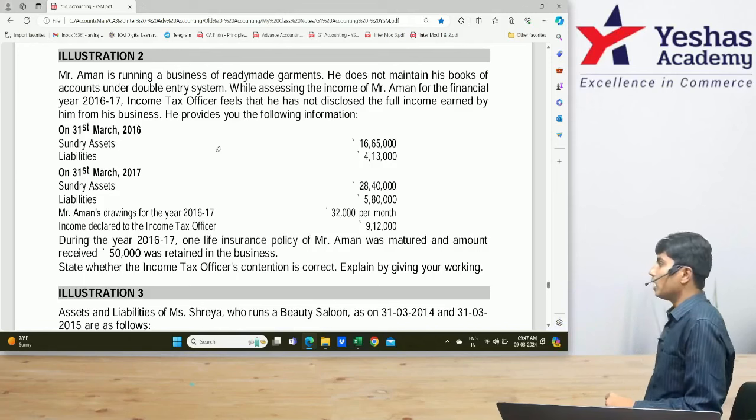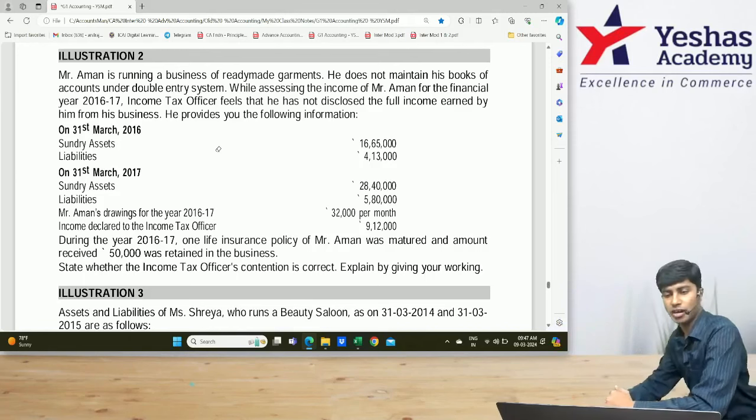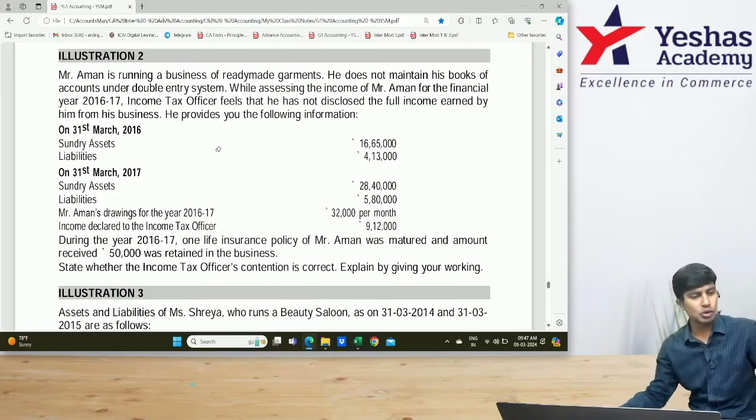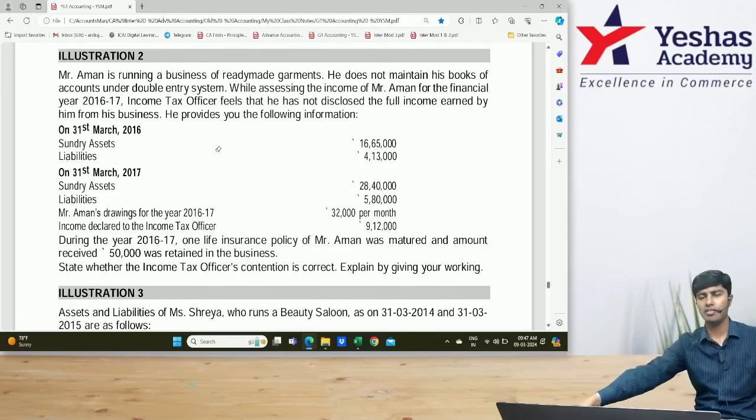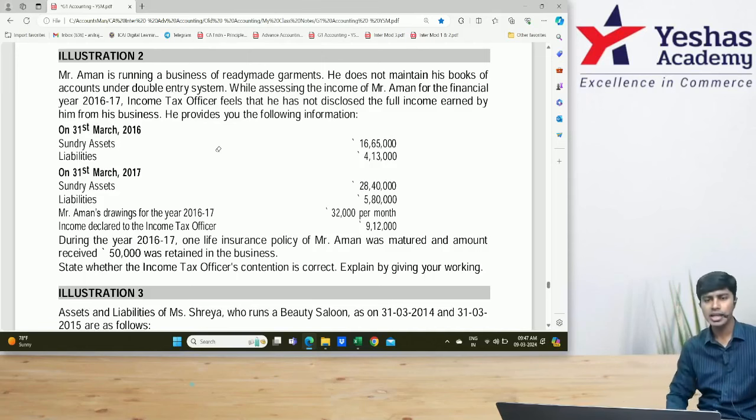According to the income tax officer, the assets of Aman on 31st of March 2016 is 1665. Liabilities is 413. And on 17 it is 2840 and 580. The income tax officer has further information on how much money has been withdrawn by Aman: 32,000 per month. They are also providing details of income tax, how much is the income declared to the income tax officer. Now you know what the income tax officer is asking. He is asking you to tell whether that income of 912,000 that is disclosed is correct, or tell him if the income is more. Now you are doing accounts not for Aman. For whose sake are you doing the accounts? Income tax officer has asked you to identify the income of Mr.